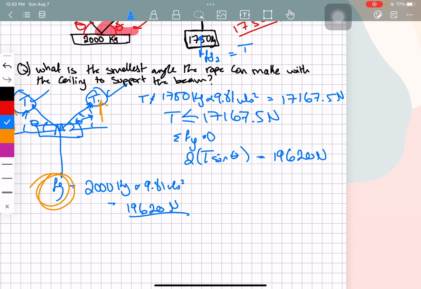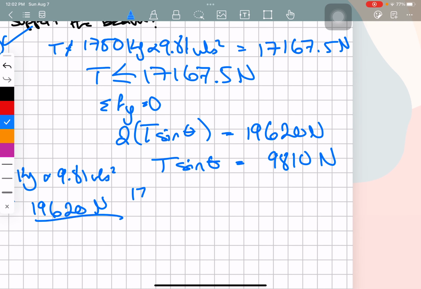What we do first is divide by 2. So 19620 divided by 2, and we have T sine theta equal to 9810 newtons. Then we can substitute what we have for T. So 17167.5 sine theta is going to equal 9810 newtons. This is also newtons, so when I divide, they're going to cancel out. I divide both sides, and then sine theta is equal to 9810 divided by 17167.5.